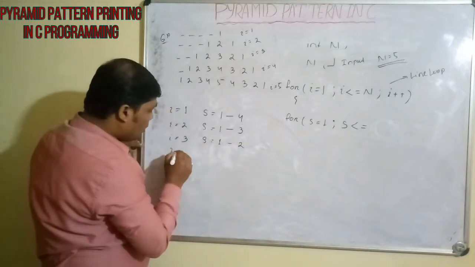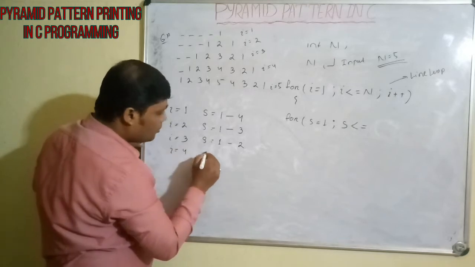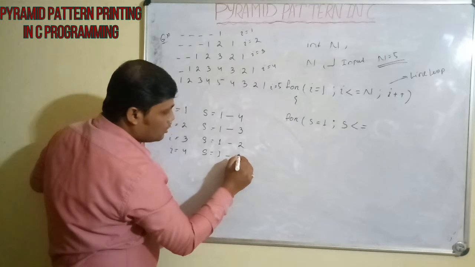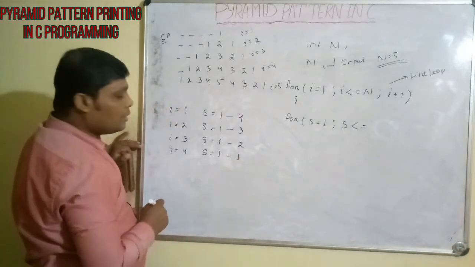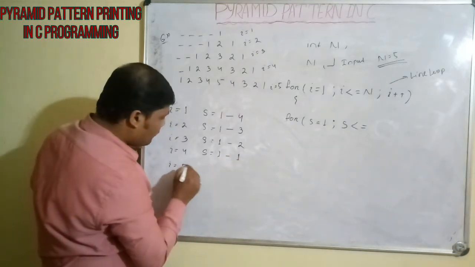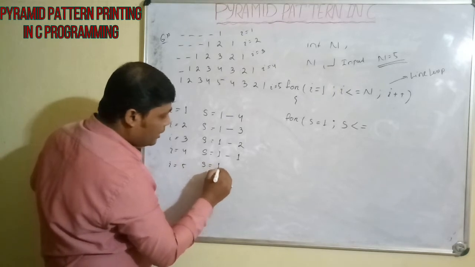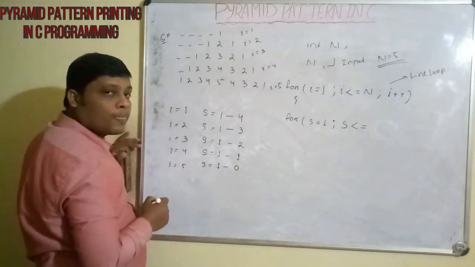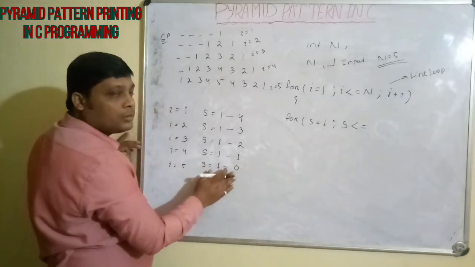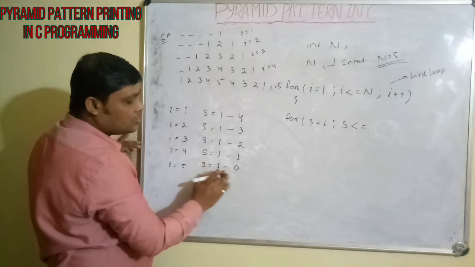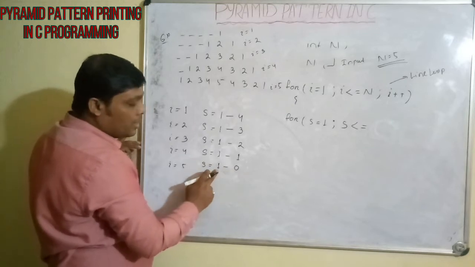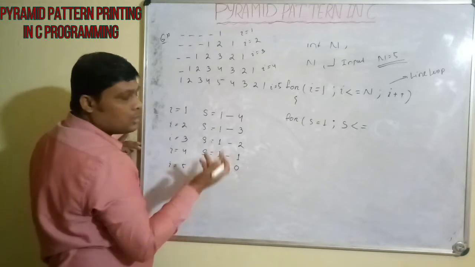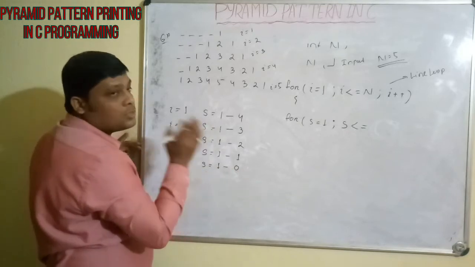Clear? i equal to 4. When i equal to 4, space starts from 1 and ends with 1. Clear? When i equal to 5, space starts with 1 and ends with 0. So there will be no spaces because this loop will not continue. Why? s equal to 1, s less than or equal to 0, the condition is false, so it will not continue. So there will be no space.